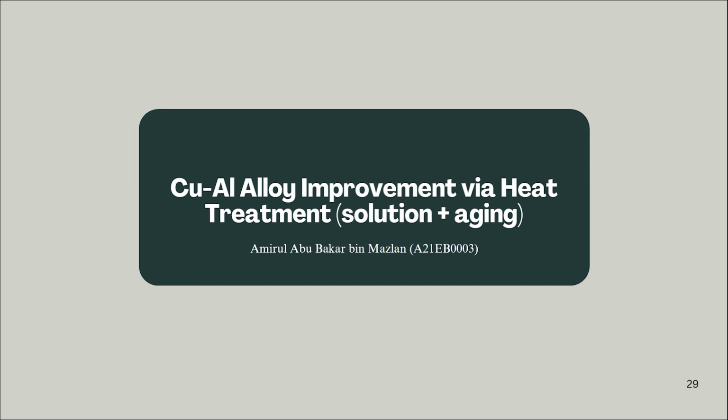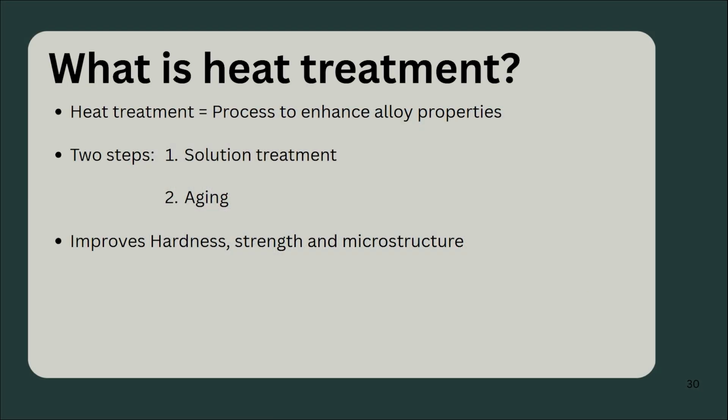So today I will be explaining how copper aluminum alloys are improved through solution treatment and aging process. So what is heat treatment? Basically, heat treatment is a process used to modify an alloy's microstructure and improve its properties. For copper aluminum alloys, it involves two main steps, which are solution treatment, where the alloy is homogenized, and aging, where precipitates form. Together, these steps increase the hardness, strength, and wear resistance.